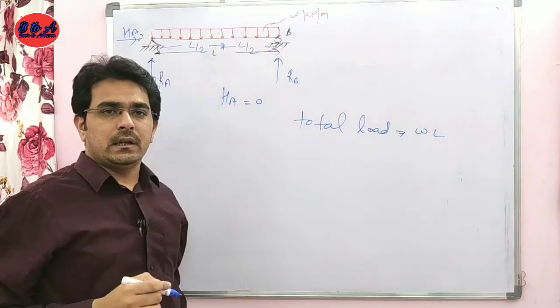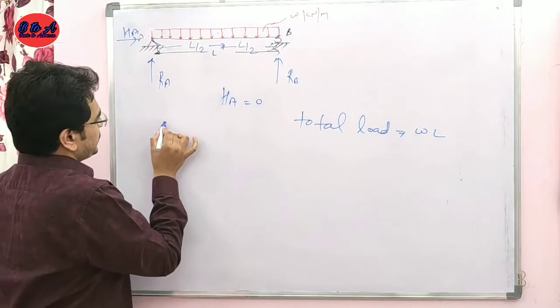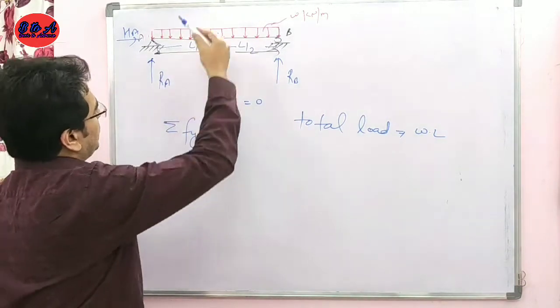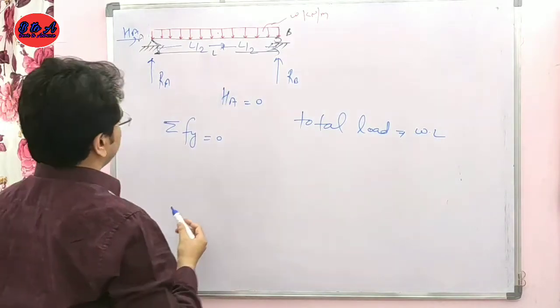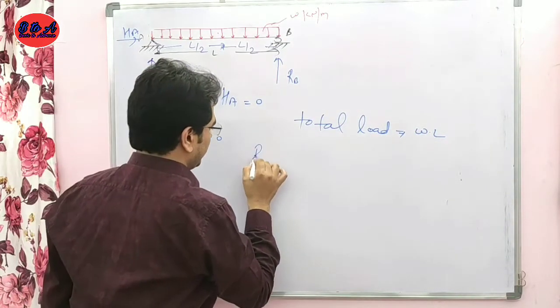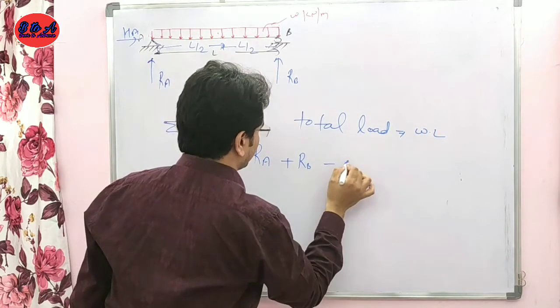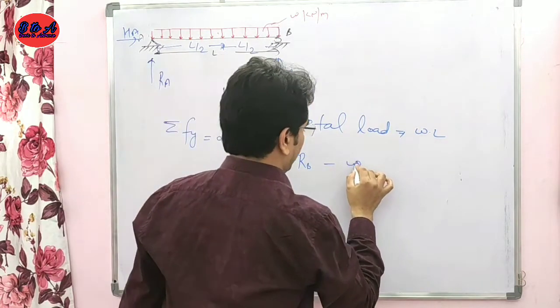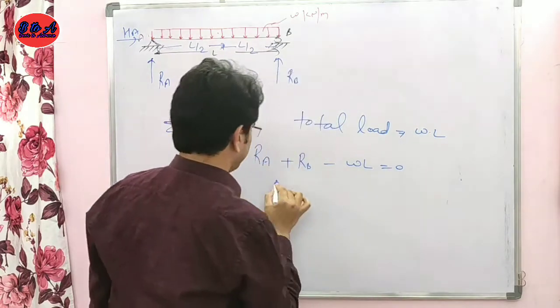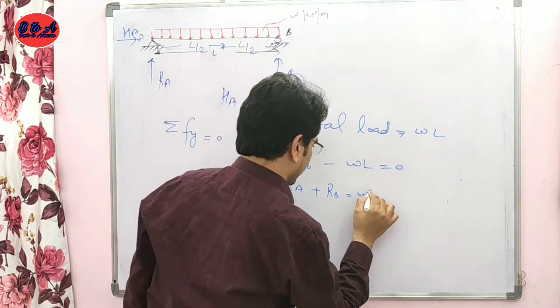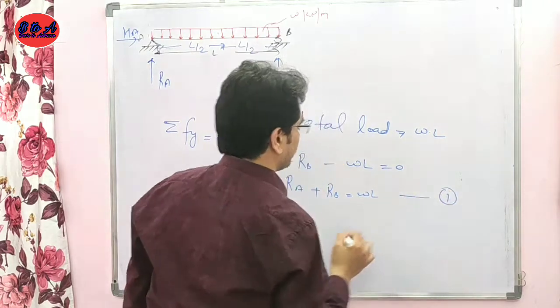Now I am using our static equilibrium equation, that is the summation Fy is equal to 0. It means vertical forces must be 0. That is the RA. RA will be positive. Now total load will be WL is equal to 0. It means RA plus RB is equal to WL. This is our equation number 1.